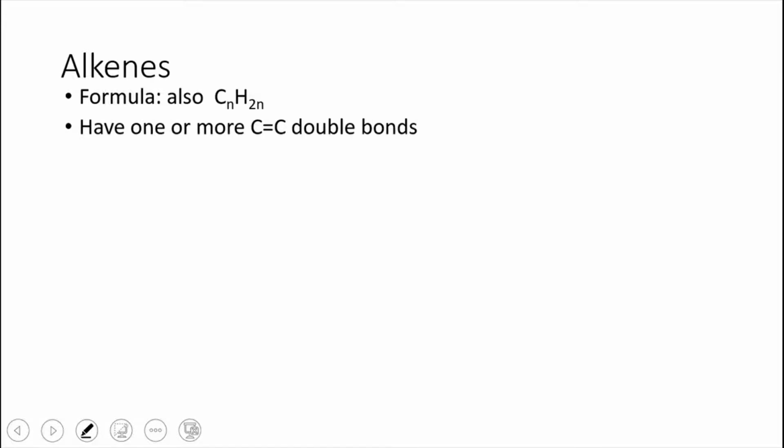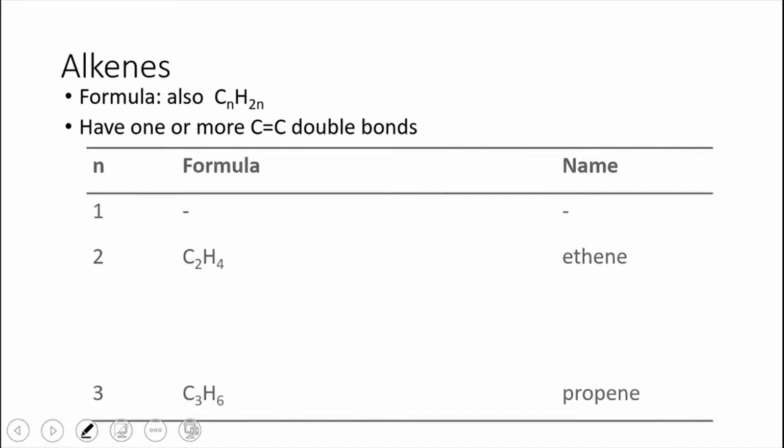Now it's interesting because the formula CnH2n can also be applied to another family of compounds called the alkenes. They also have the same formula, but the difference here is that these compounds have one or more carbon-carbon double bonds. So in this case, for example, we would not have a 1-carbon compound because you can't have a double bond if there's just 1 carbon.